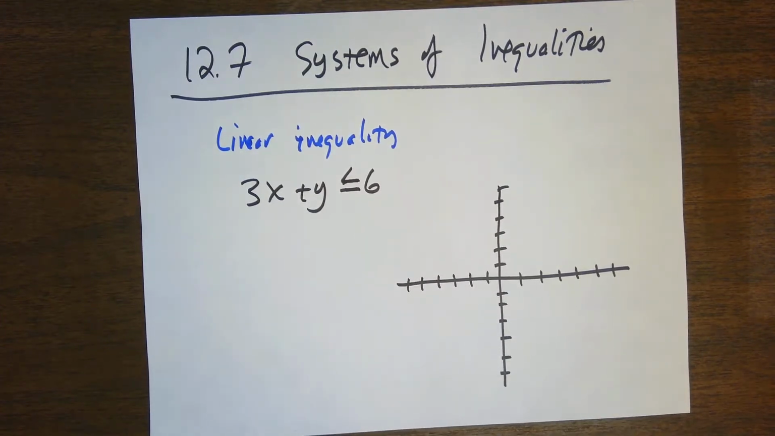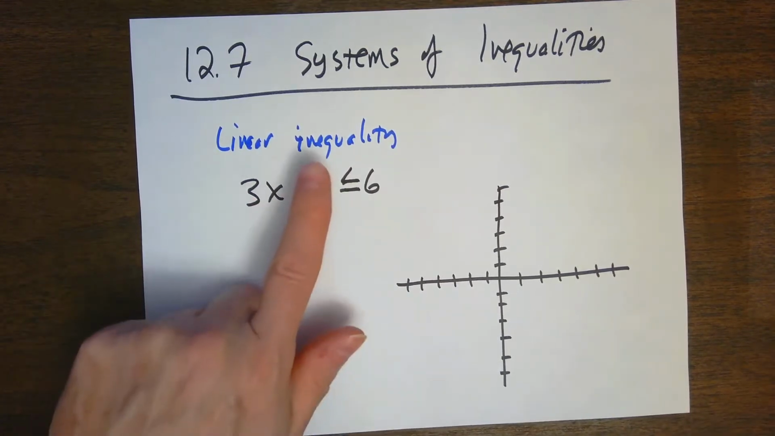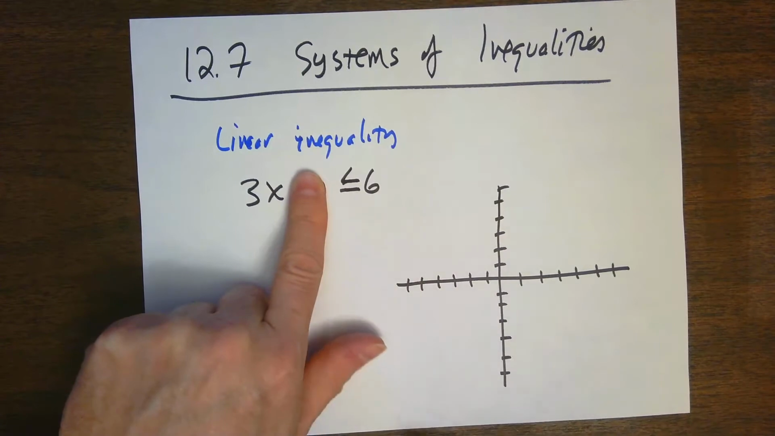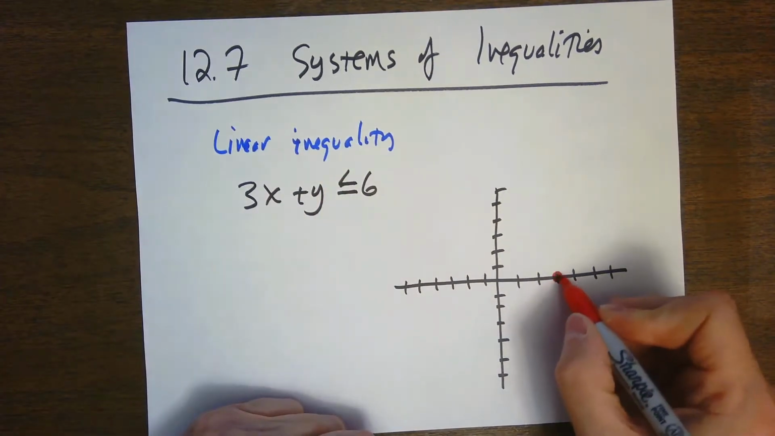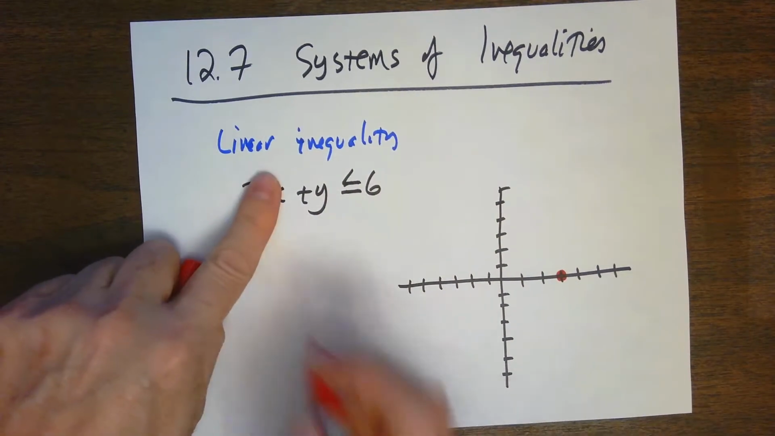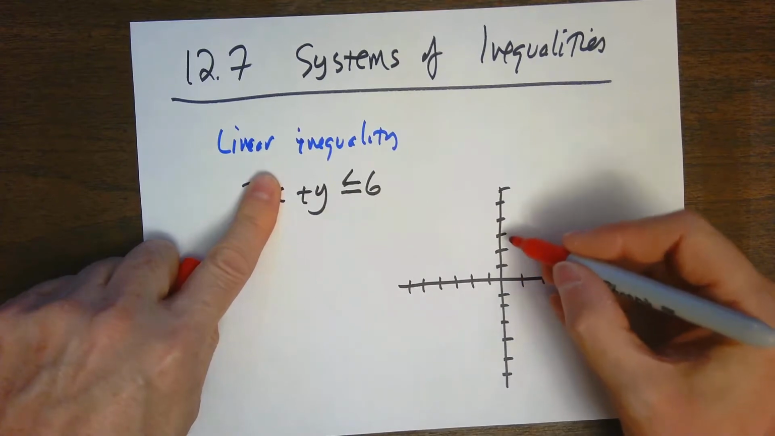All right, so let's see. I'm going to use the intercepts method. So again, if y is 0, x is 3. Where is x is 3? Right here. And if x is 0, y is 6. Where is 6? 1, 2, 3, 4, 5.